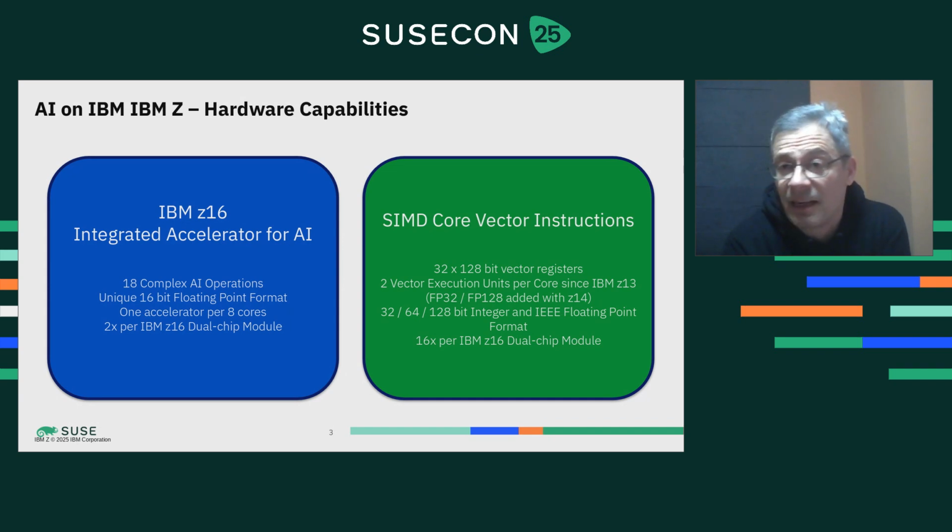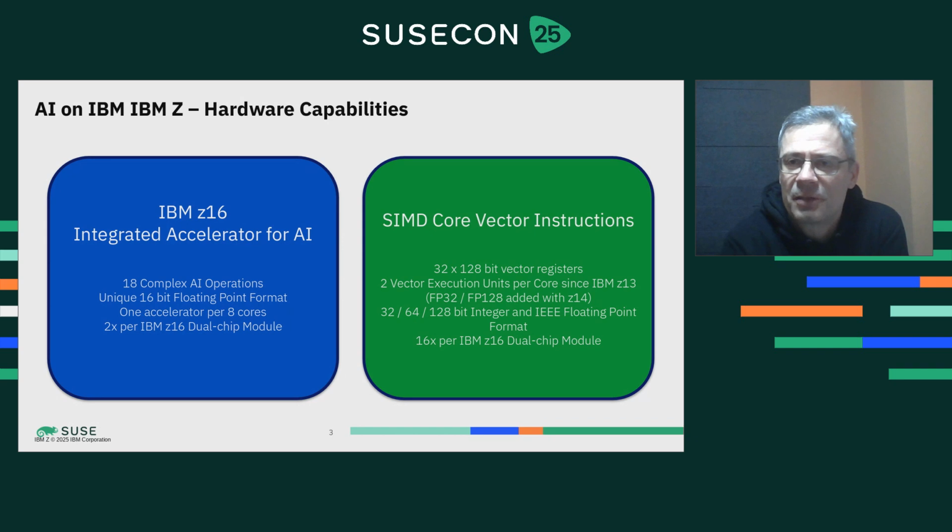The right-hand side is SIMD core vector instructions. Now, in contrast to the Integrated AI Accelerator, which only became available with IBM Z16 or LinuxONE 4, the SIMD instructions have been around for quite a while. They were actually introduced with IBM Z13, and that means to take advantage of those, you don't need to have the latest and greatest hardware running.